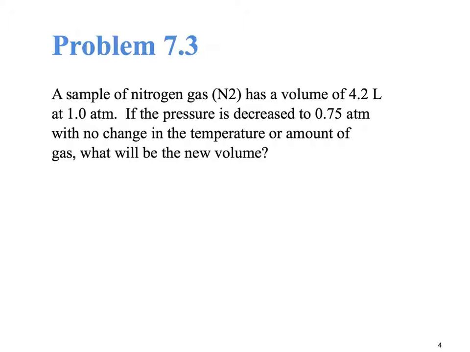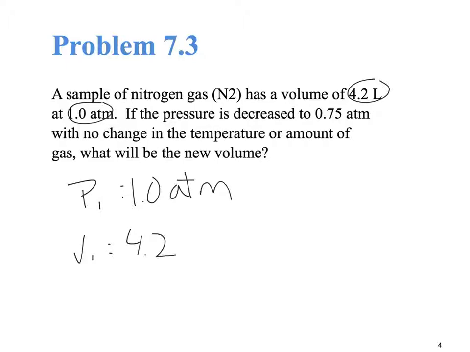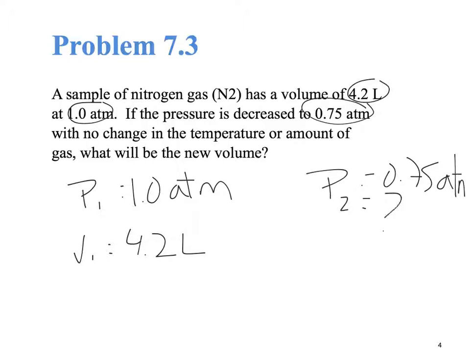A sample of nitrogen has a volume of 4.2 liters in 1 atmosphere. So we grab P1 and V1. P1 is 1 atmosphere and V1 is 4.2 liters. And then the pressure changes, so P2 is 0.75 atm, and we want to know the volume, V2.